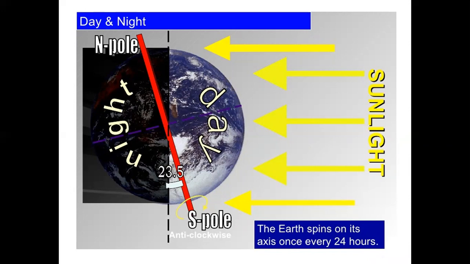For example, here is India and here is the United States. So in India it is daytime, and in the United States or USA it is nighttime. And when this part of the earth comes to that side, it is day in the USA and India has night.